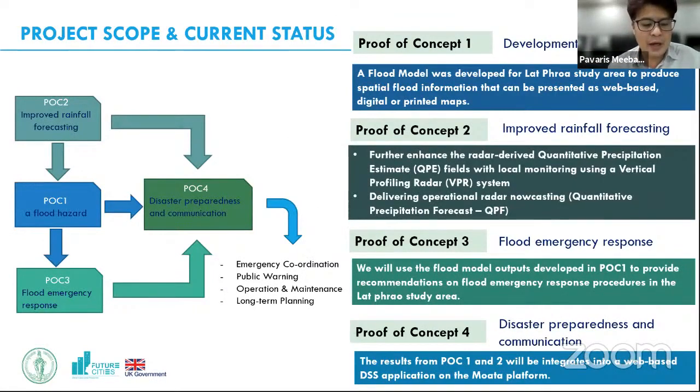In this project, we have 4 proofs of concept or POC. POC 1 is developed for flood hazard map and flood model. POC 2 is improved rainfall forecasting. POC 3 flood emergency response, and POC 4 disaster preparedness and communication. When we finish this project, the final result of this intervention is emergency coordination, public warning, operation and maintenance, and the last, long-term planning for sustainability. Next slide, please.